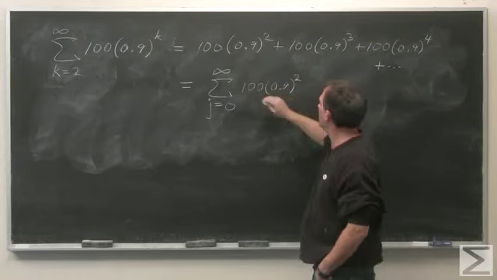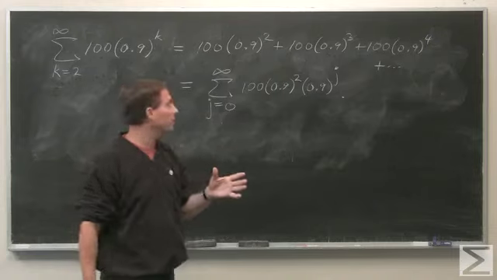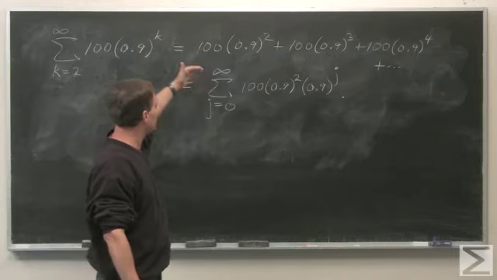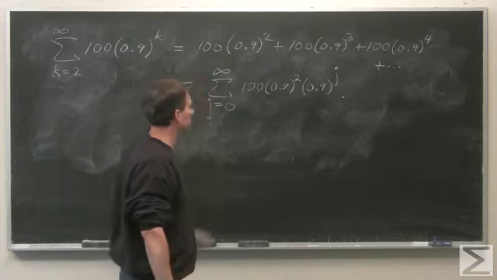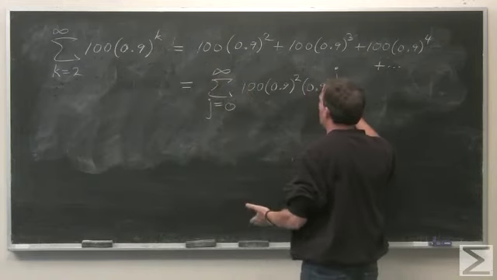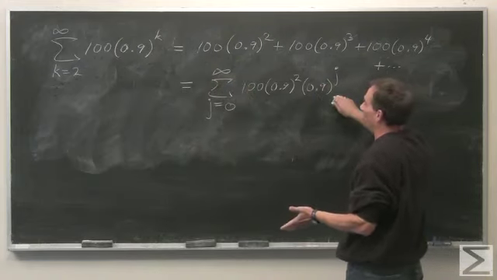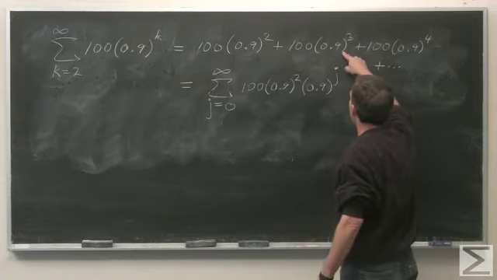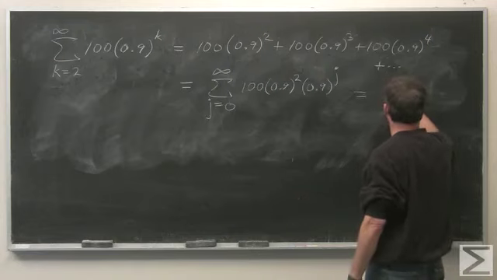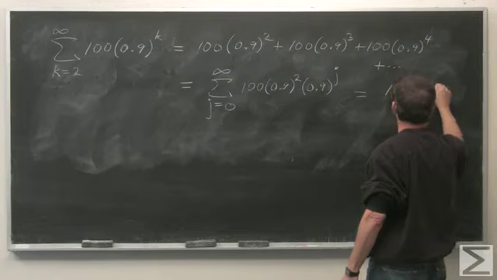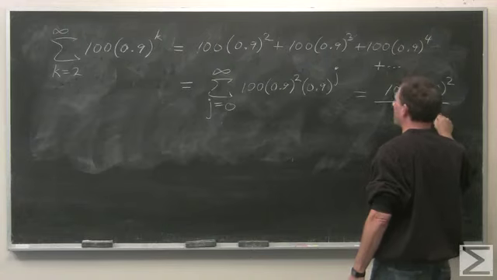It may not look the same because we changed indices. This one started at 2. This one starts at 0. And so that makes things look different. But if you write out the terms, you see that this is the same as this, and this is the same as this. So you didn't have to write this to identify A as this, and r is still 0.9. So the series converges, and what it converges to is 100 times 0.9 squared over 1 minus 0.9.